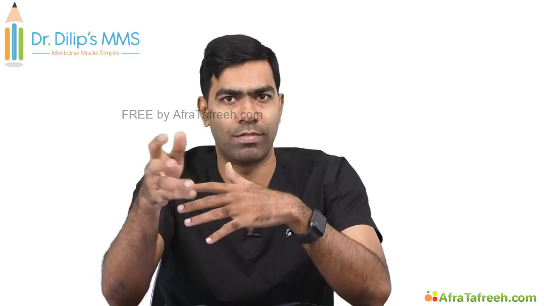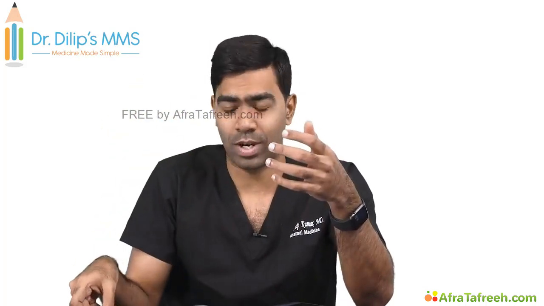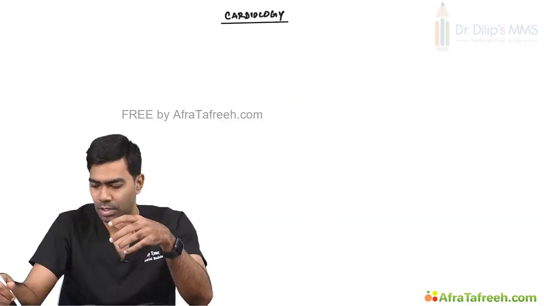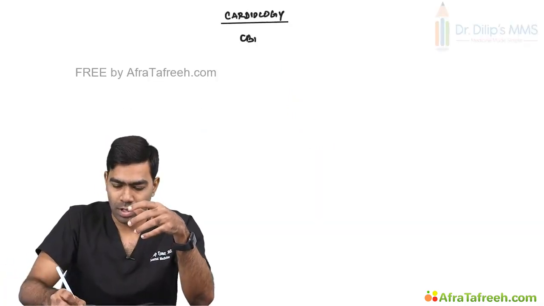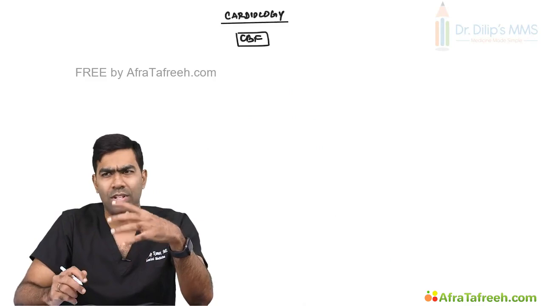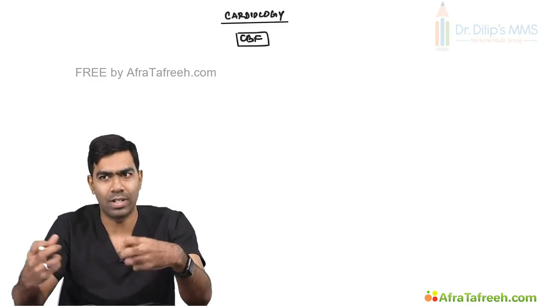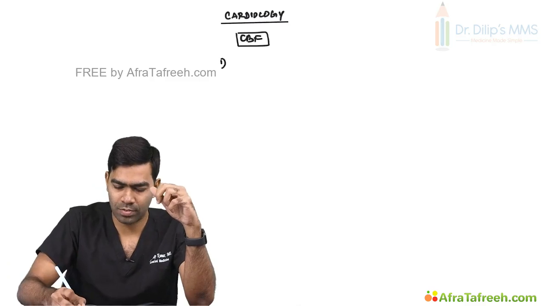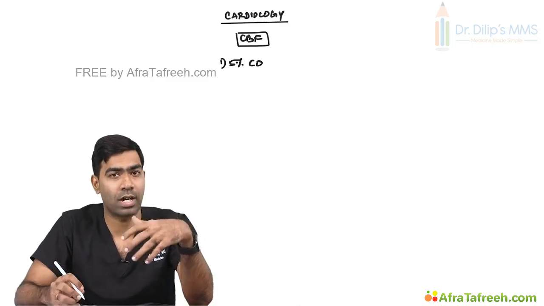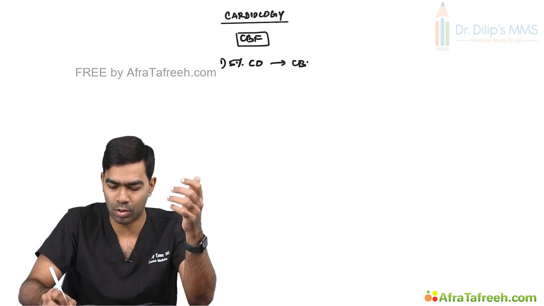But anyways, without wasting much time, let us start with the chapter. We're going to start with coronary blood flow first. What are the peculiarities of coronary blood flow? The first question that comes into everyone's mind is what percentage of cardiac output is actually taken up by the coronary blood flow. So it's 5%. That's the answer. 5% of the cardiac output is spent on the coronary blood flow.